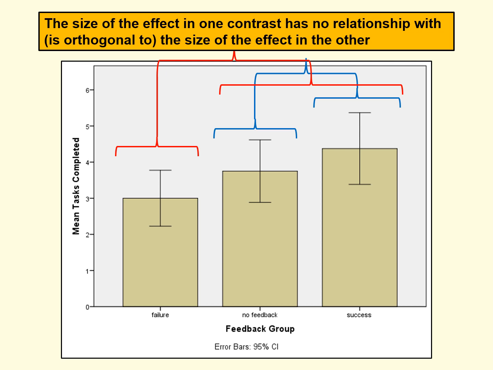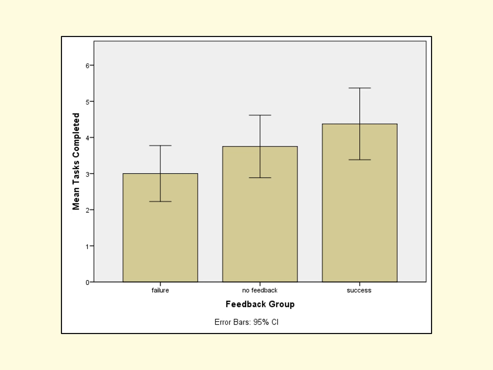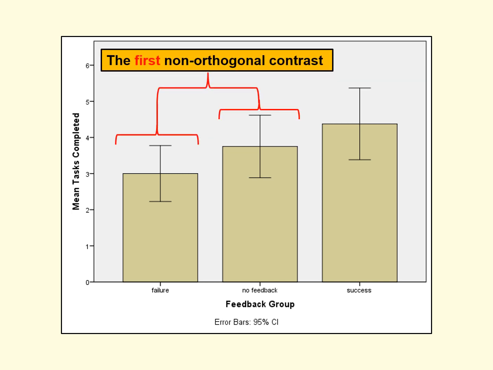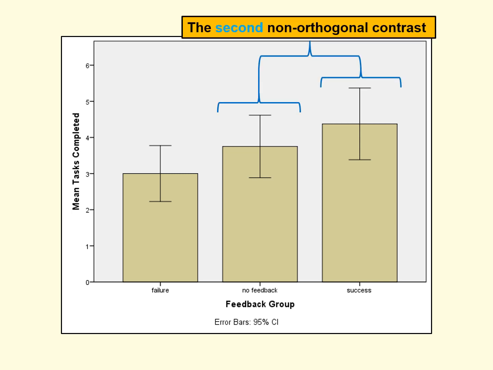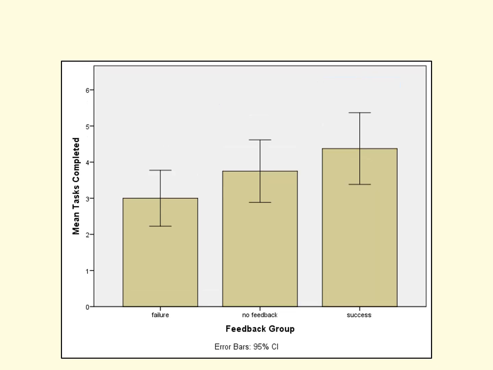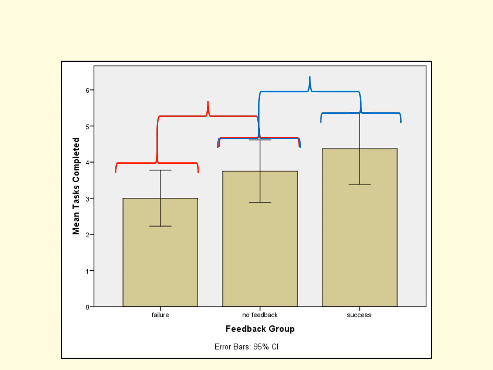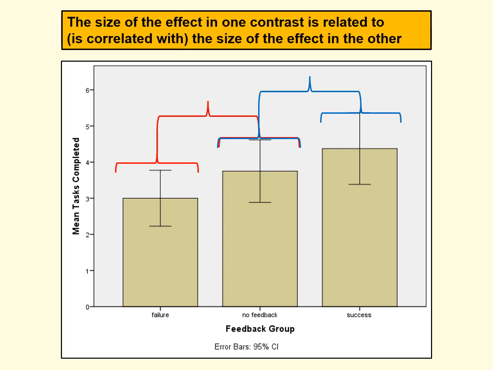Now compare that to how this would work if we had our 3 groups again and we did the dummy coding approach to produce non-orthogonal contrasts. Here, our first non-orthogonal contrast compares the no feedback group and the failure group. And then our second non-orthogonal contrast compares the no feedback group to the success group. So once again, if we try to visualize them together at the same time, you hopefully get a sense that the effect size of one contrast, say the first one, is related to, at least a little bit, is correlated with, is not orthogonal to the effect size for the other contrast.